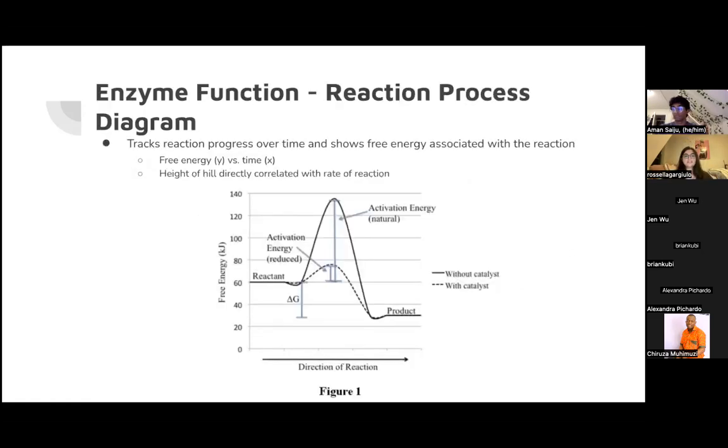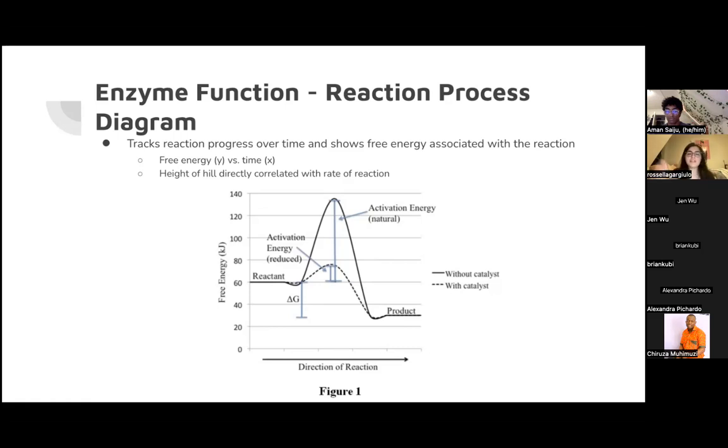Okay, so this is just one of those reaction process diagrams. I'm sure you've seen a ton of these. On the y-axis, you have the free energy. So it's talking about the chemical potential energy of the bonds in between the molecules of the reactants and the products. And then on the x-axis, you have the progress of the reaction from reactants to products. To get from the reactants to the products, you need to go over a bump that's called the activation energy, right?